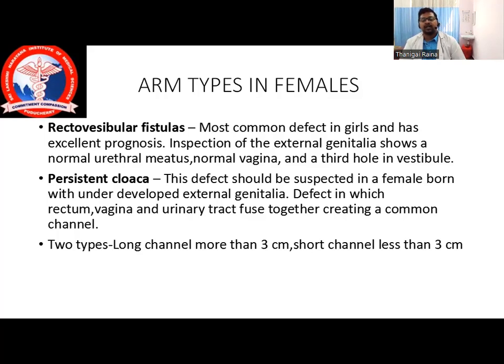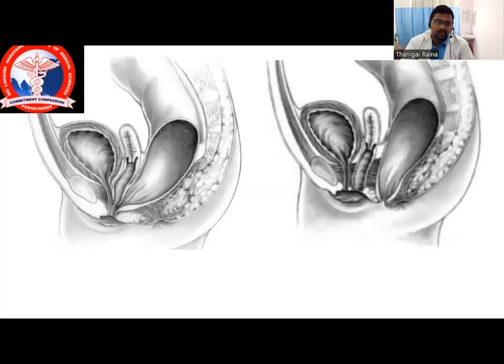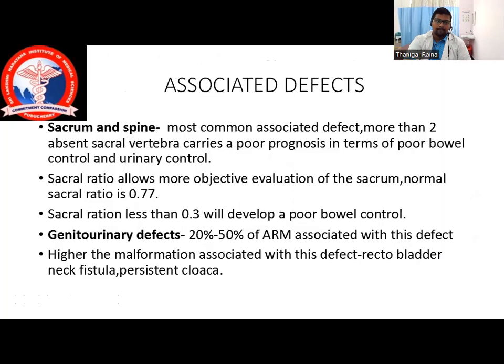So this carries a poor prognosis in a female child. Two types, as I told earlier: long channel, more than 3 centimeter, and short channel, less than 3 centimeter. In the second picture you can see three channels constituting this. So this is less than 3 centimeter. This is very difficult to treat, persistent cloaca.